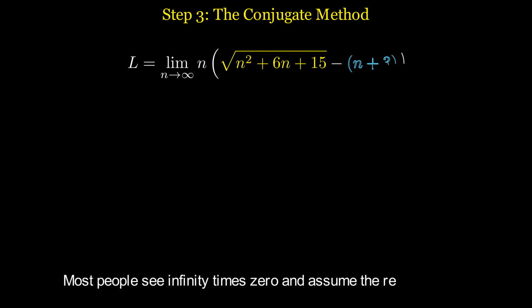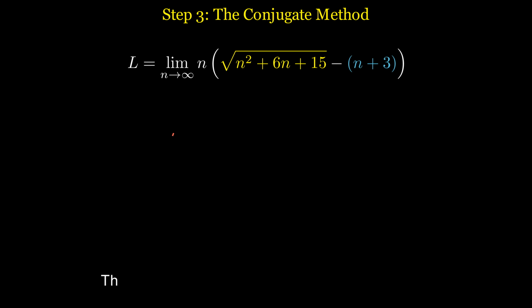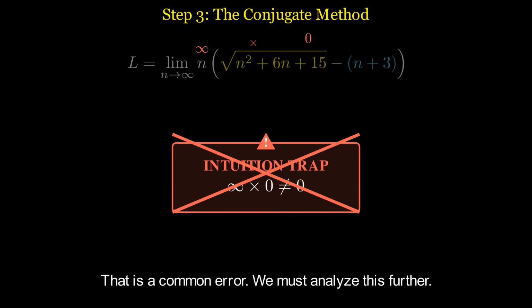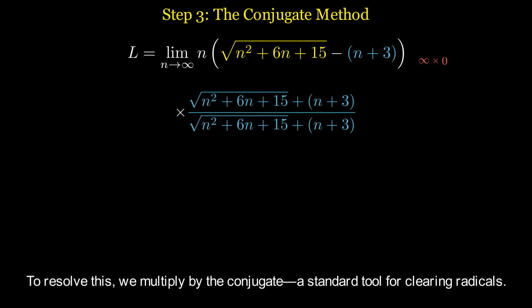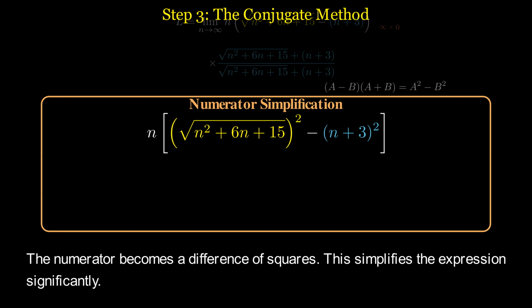Most people see infinity times 0 and assume the result is 0. That is a common error. To resolve this, we multiply by the conjugate, a standard tool for clearing radicals. The numerator becomes a difference of squares. This simplifies the expression significantly.